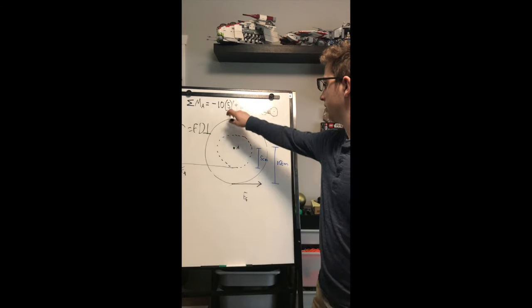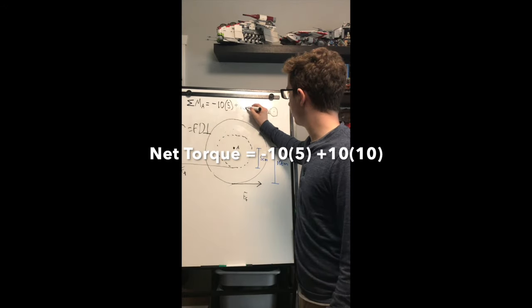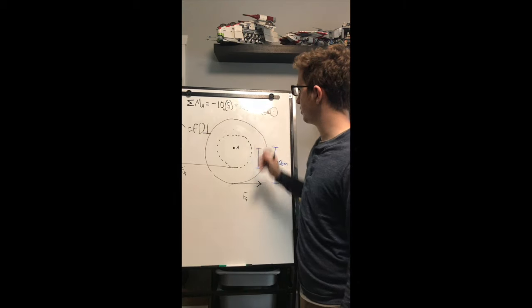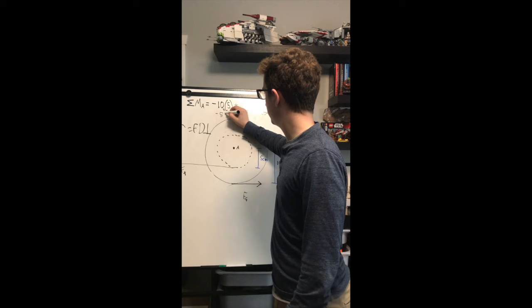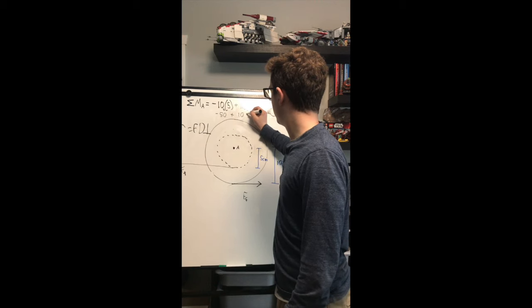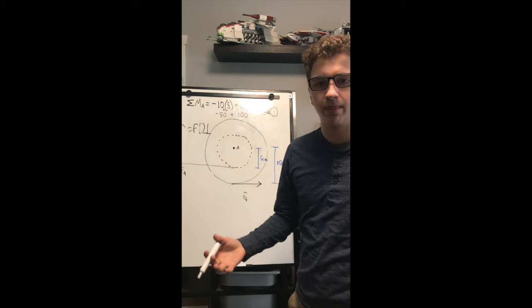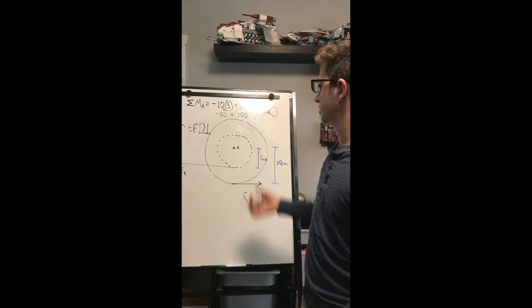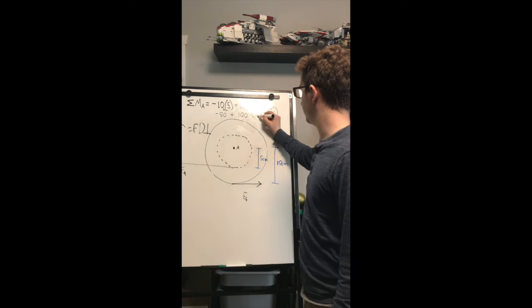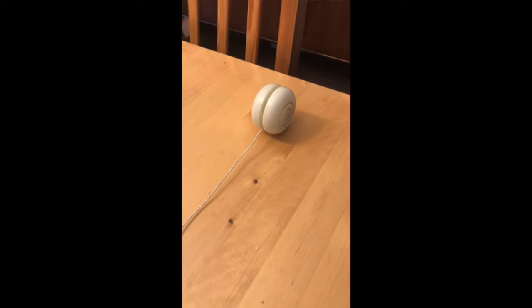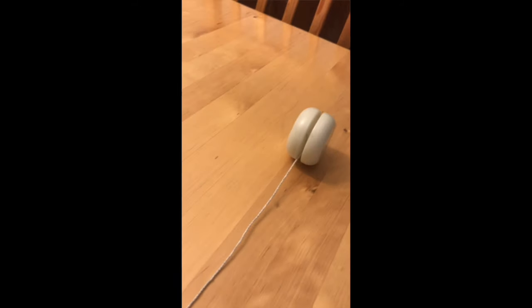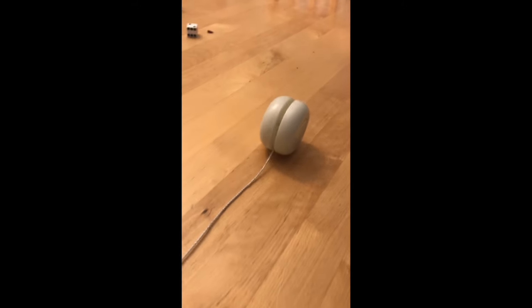So again, the forces are the same. They're both 10 newtons, but the distances are different. So obviously, if we do the math, it's going to be negative 50 plus 100. So it's just going to be a simple positive 50. So if it's positive, it means that the whole system is going to rotate counterclockwise and it will roll backward, as you see in this example here.